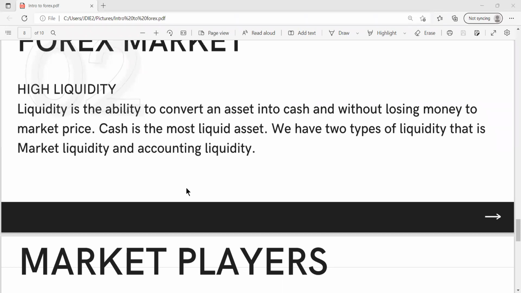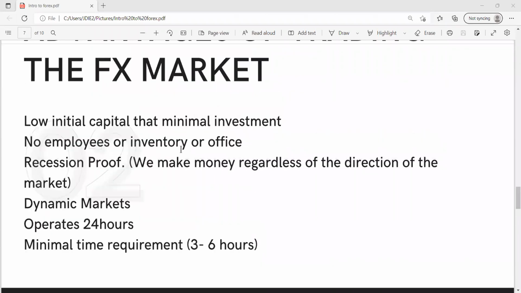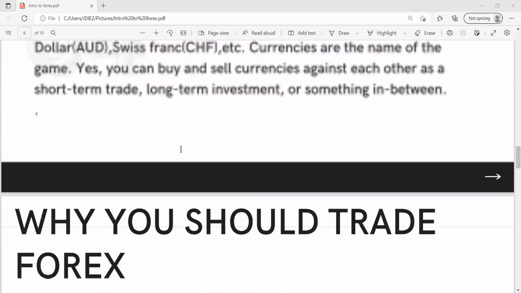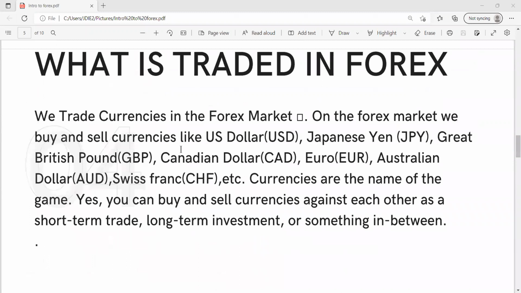So another thing that I forgot to mention in this place is that one thing about the currencies that we are trading, they are being paired together.